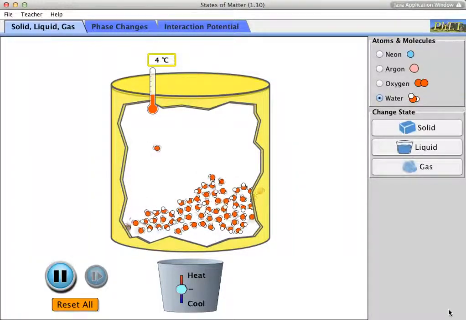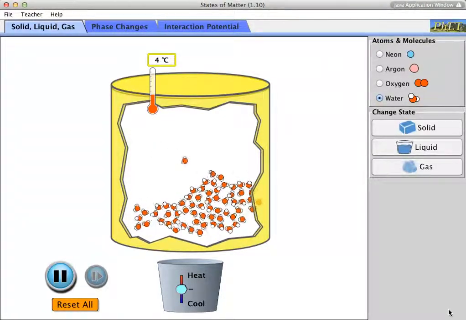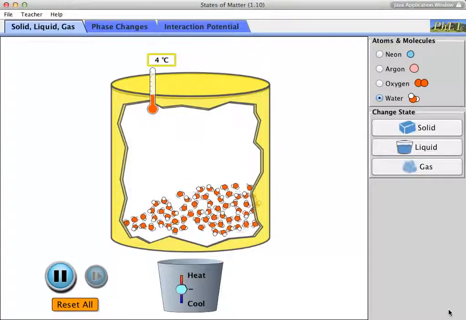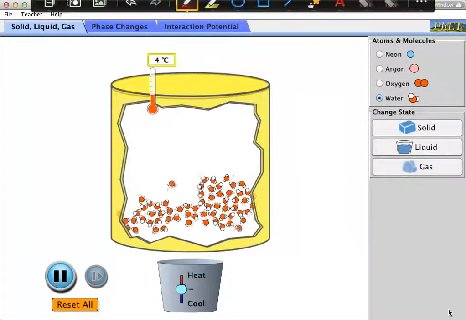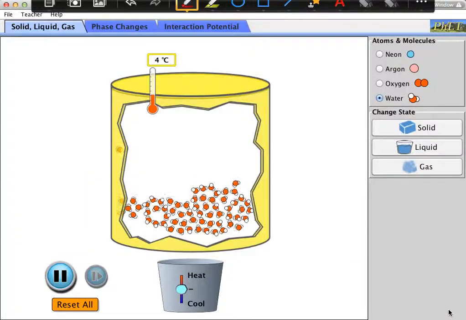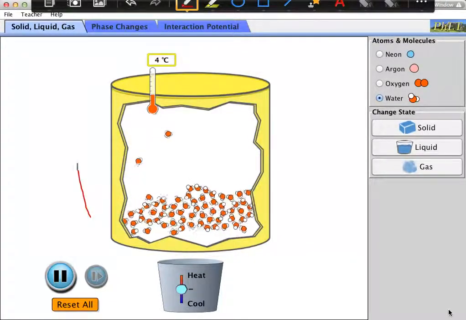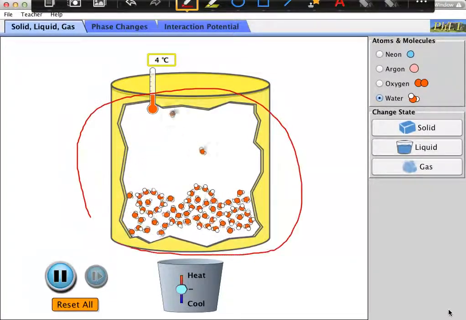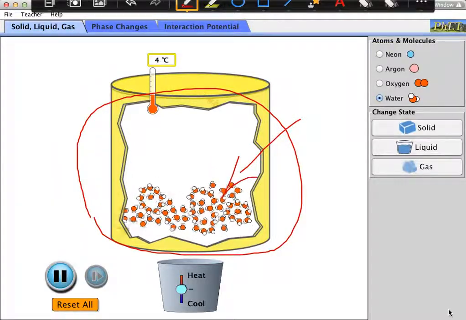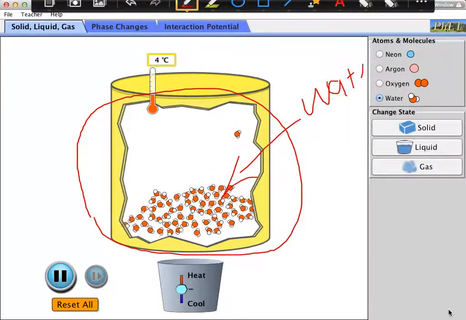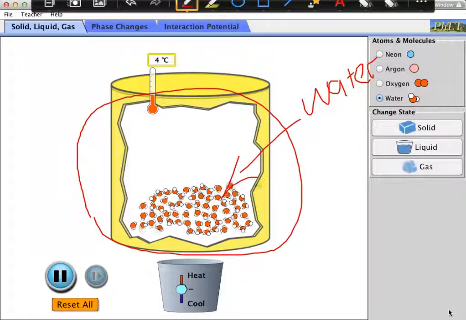Let's continue with our lesson. Let's take a look at this simulation that I have over here. We'll look at this diagram itself. You'll notice, what is going on over here? What is this actually? This is actually water.